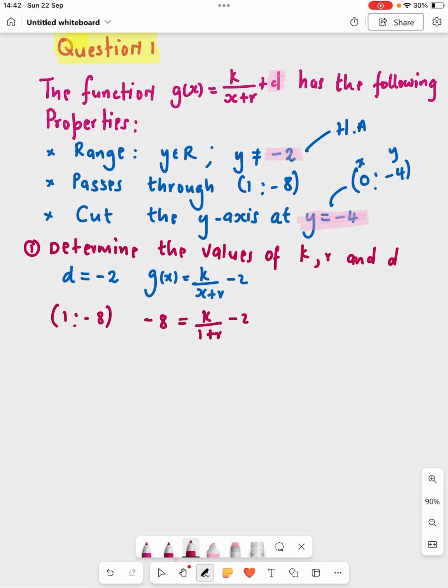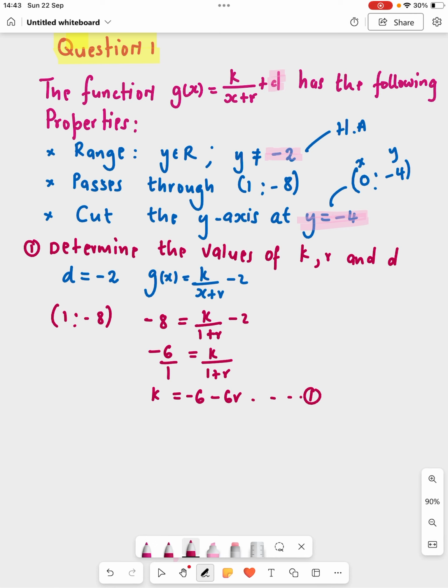We can simplify this equation, transpose -2, so -8 plus 2, it is -6 is equal to k over 1 plus r. Simplify further by cross multiplying. This is over 1. So 1 multiplied by k is k. And then 1 multiplied by -6, it will be -6. -6 multiplied by r, it is -6r. And then from this, we can have our equation number 1.